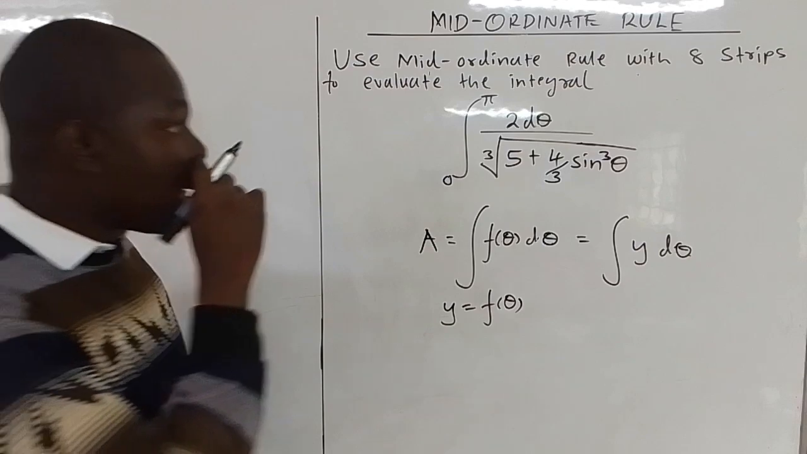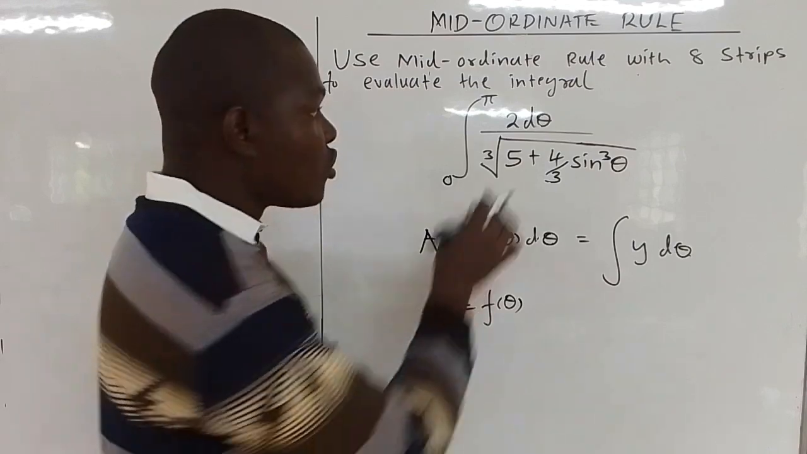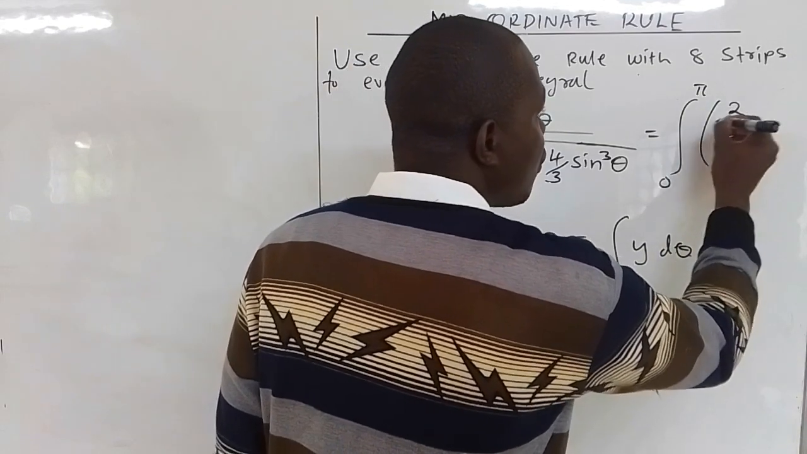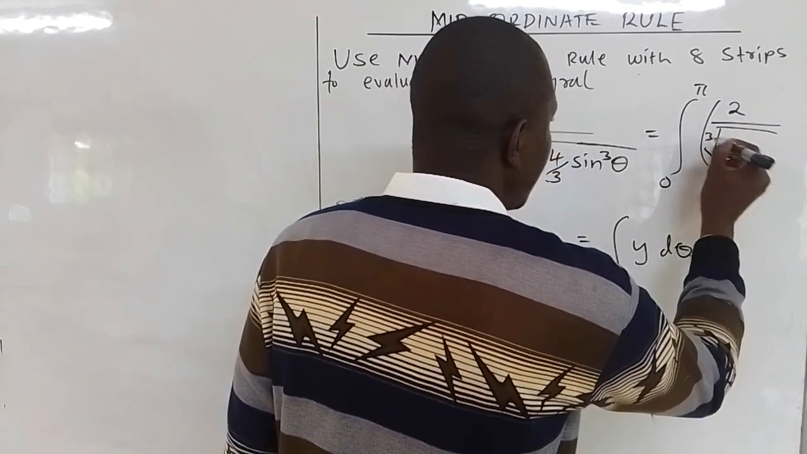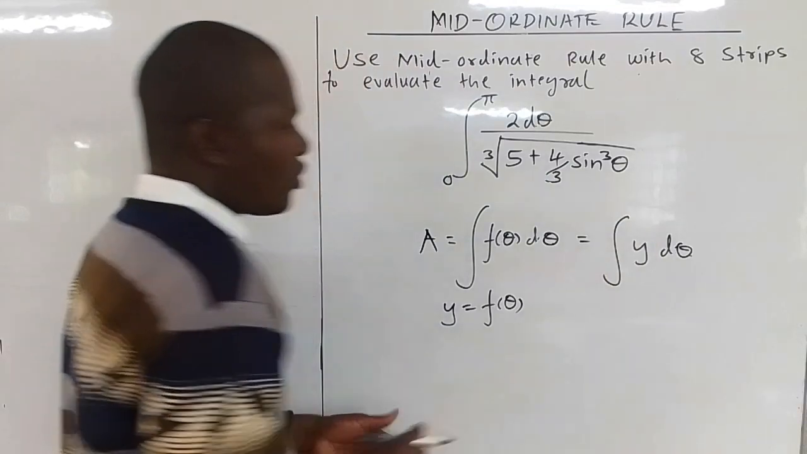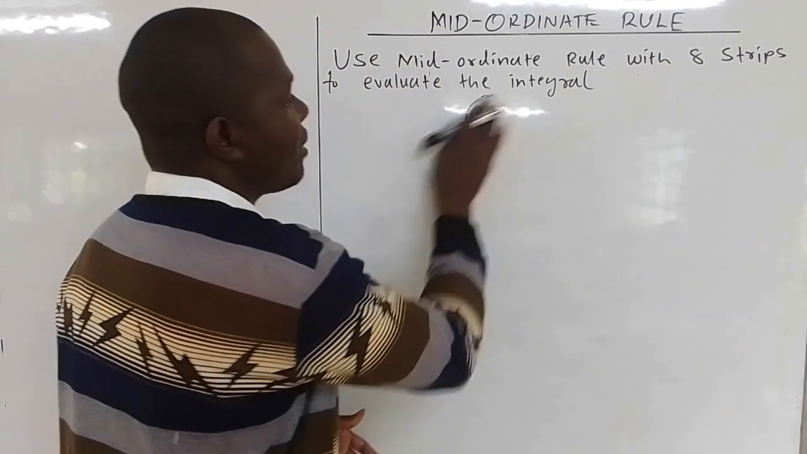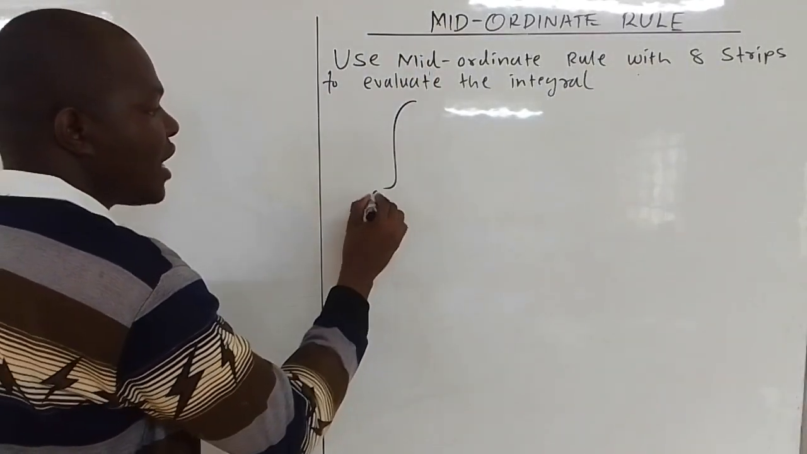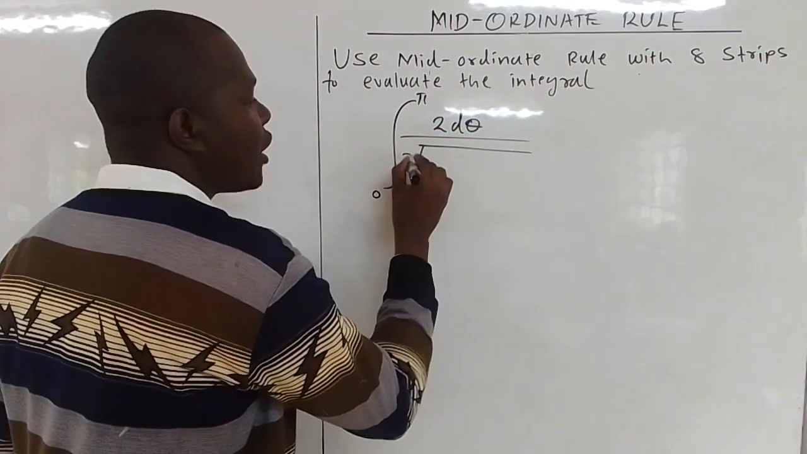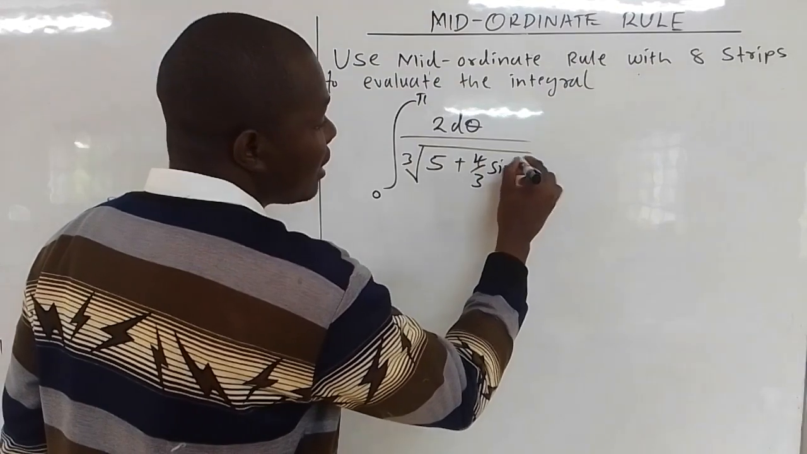So what is happening here? It means the whole of this function which is inside here is the y. Are we together? So the integral from 0 to pi over 2, dθ over the cube root of 5 plus, so the whole of that is y. What can you do to it? Maybe I can rewrite this one: 0 to pi over 2, dθ over the cube root of 5 plus 4 over 3 sine θ.